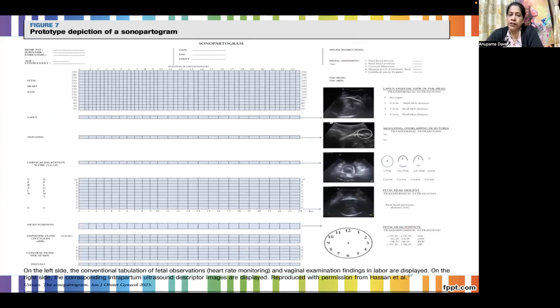Now, if you look at this picture, on the left-hand side, we have the regular partograph, in which everything is plotted. But on the right-hand side, in addition to that, various parameters can be plotted through an ultrasound, like the presence of caput, molding, then dilatation of cervix, assessing the descent of fetal head, and fetal head rotation.